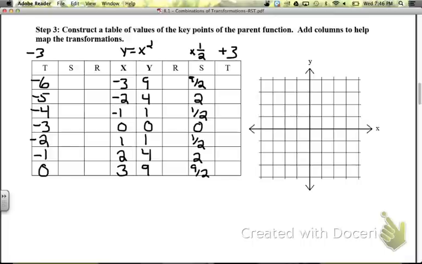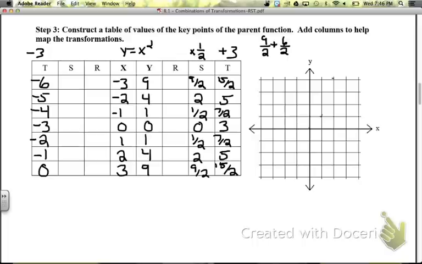Now we're going to add 3 to each of those values. Remember, when we're adding to a fraction, if we're adding 3, this would be 9/2 plus 6/2. So when we do that, we're going to have 15/2. And then 5, and then 7/2, 3, 7/2, 5, and 15/2. So the first thing we want to do is graph our parent function.